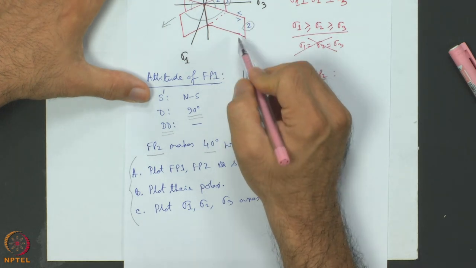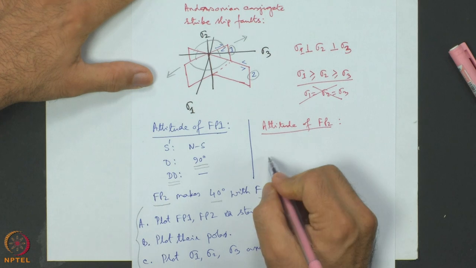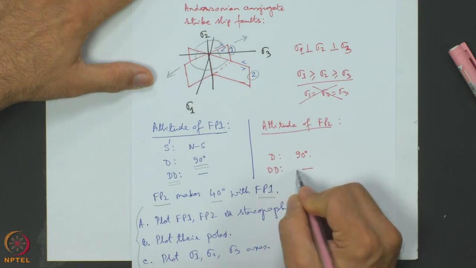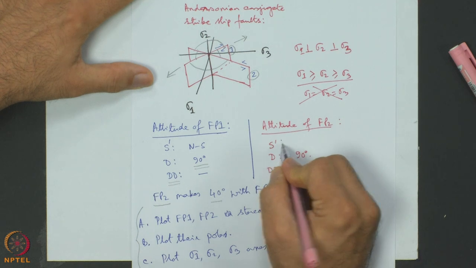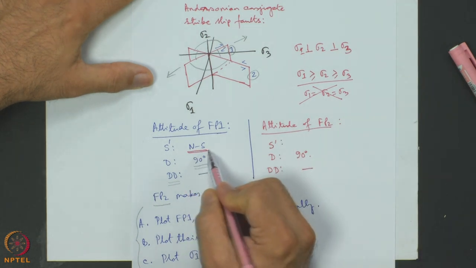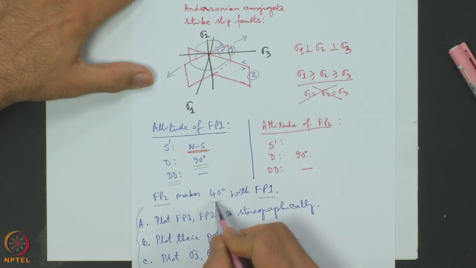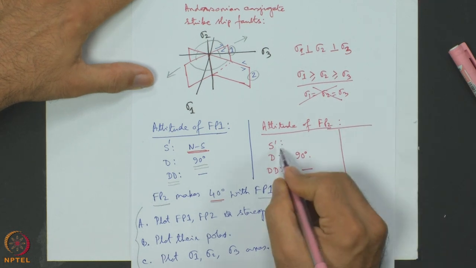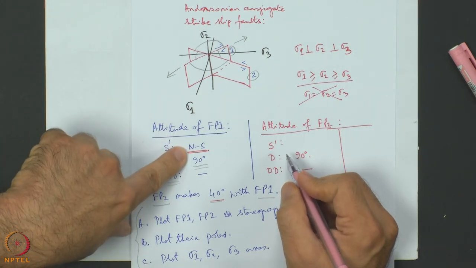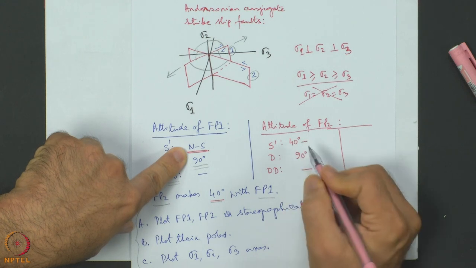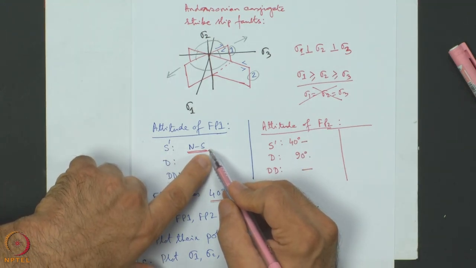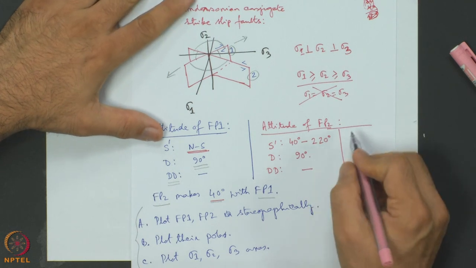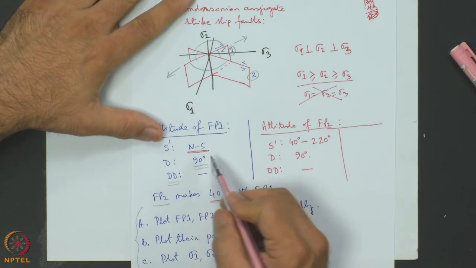Since FP1 and FP2 are both vertical, as per the Andersonian model, the dip has to be 90 degrees. For a vertical plane, there is no dip direction. So I put a dash here, it is undefined. And what would be the strike? With a north-south striking plane, suppose another vertical plane makes a 40 degree angle, there are two possible orientations of FP2. In one possibility, it will be north, that means 0 degrees, plus 40 degrees will be 40 degrees and then dash, then 180 degrees plus 40 degrees, which is 220 degrees.